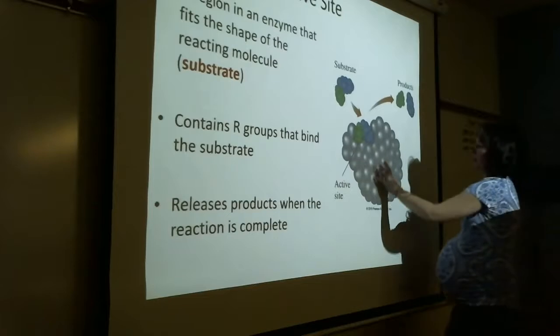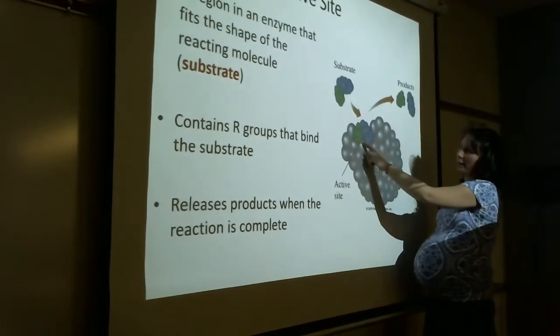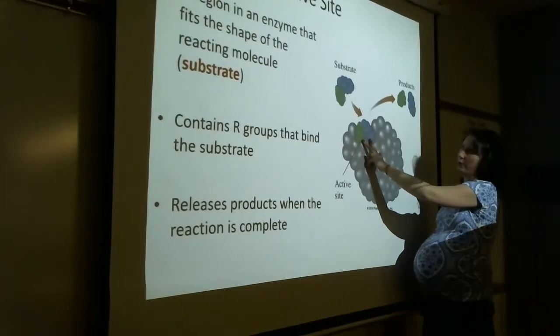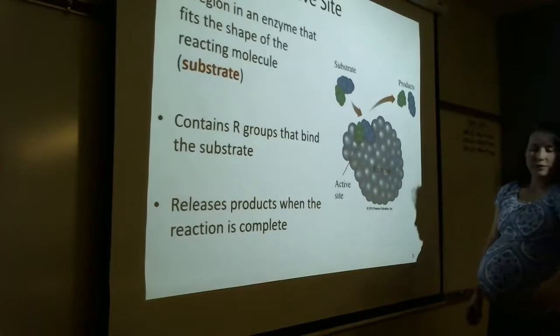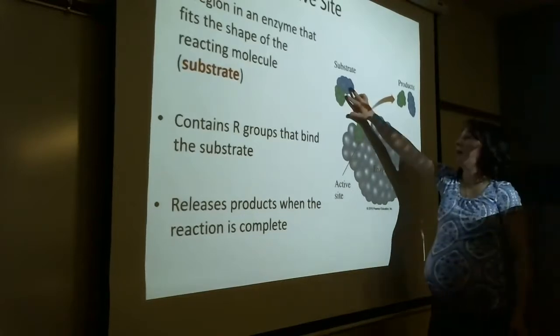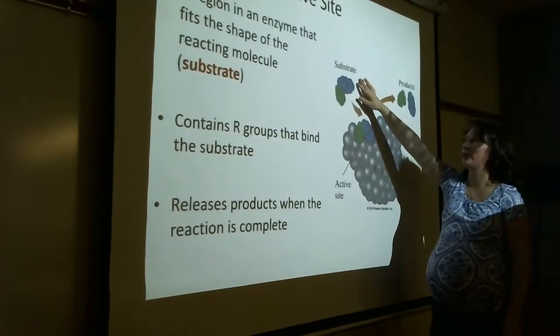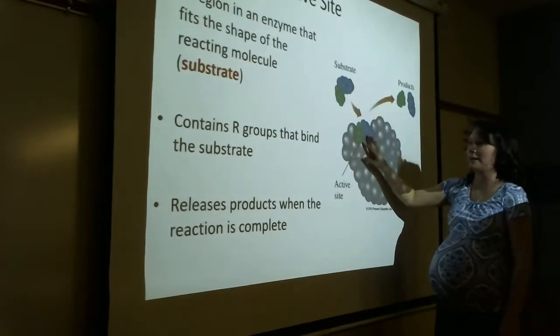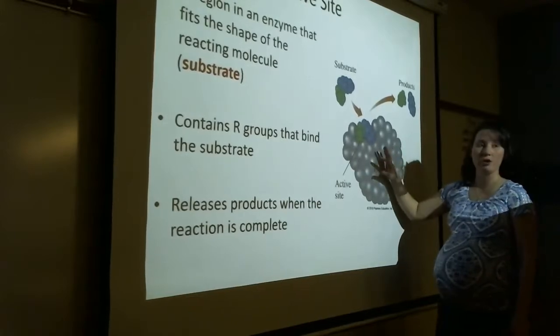This is the protein, right? Enzyme's just the protein. And the active site is where the reaction occurs. Okay, you probably know this from your biology class, right? The active site is where the molecule comes in, and that molecule is called the substrate. Okay, so the reacting molecule comes into the active site, and then that creates what's called a conformational change, right?